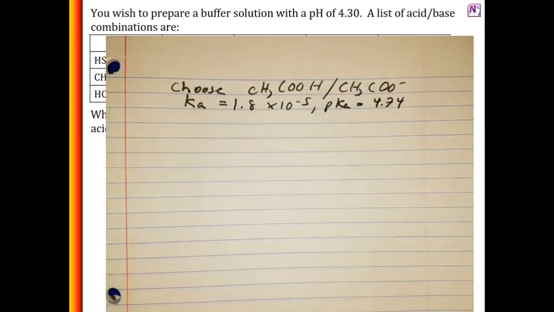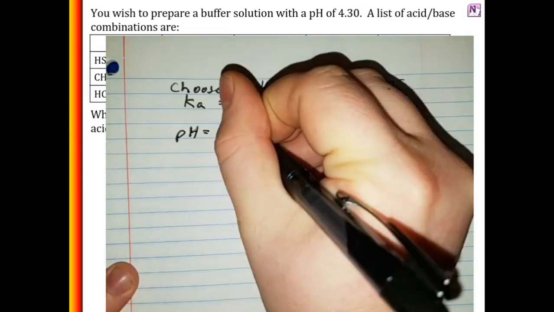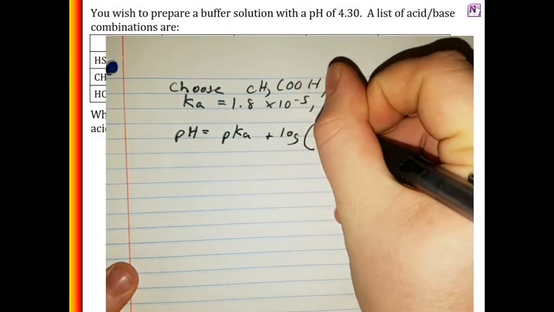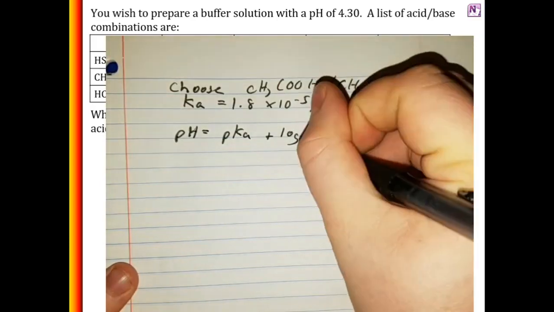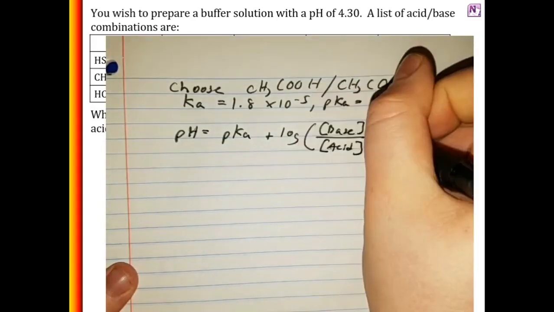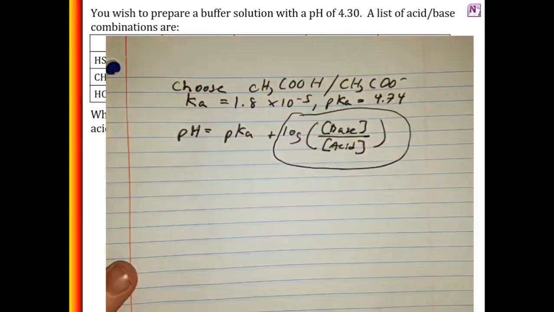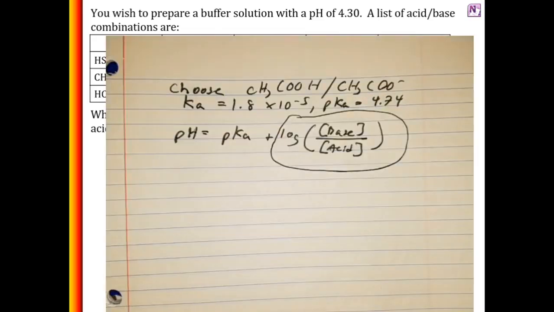Now we want to set up our Henderson-Hasselbalch equation, and we want to solve it this time. Let's write out our equation first: pH is equal to pKa plus the log of our base over our acid concentrations. This time we want to solve this equation for this portion, because that's the ratio of our base to our acid, and that's what the question asks us for. We just want to know that ratio.